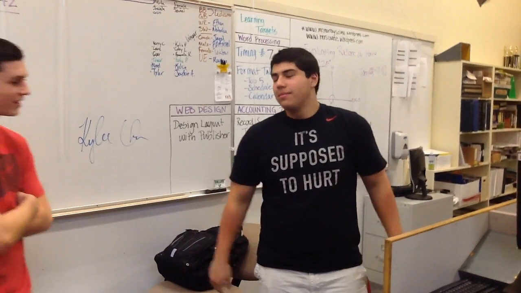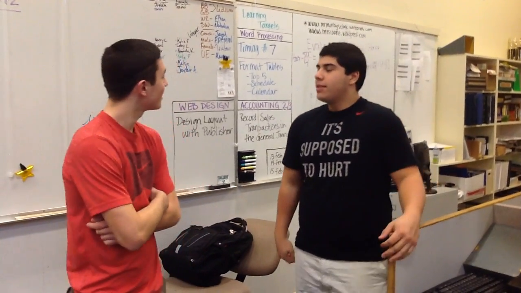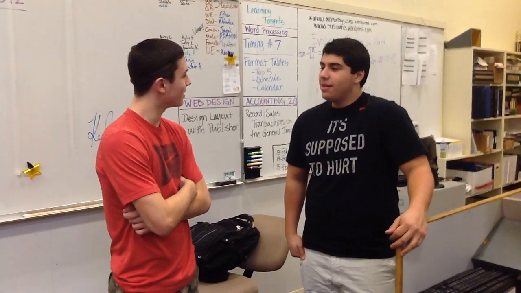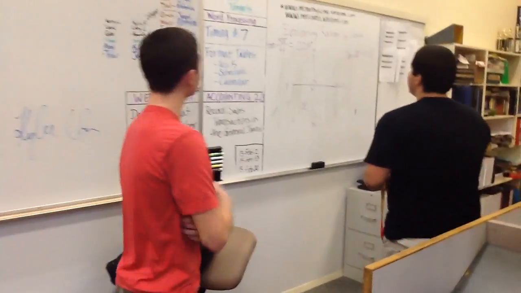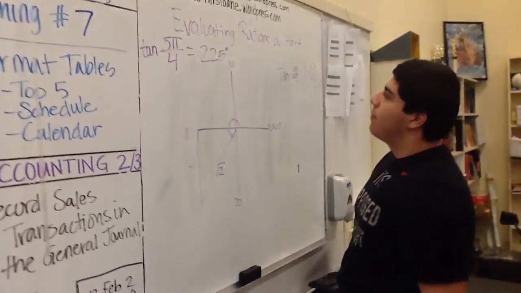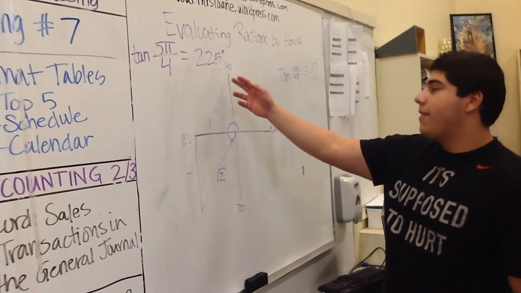Man, I feel dumb, Raphael. Why's that, Colin? Because I don't know how to evaluate radians by hand. I'll show you. So if you have the radian tangent 5 pi over 4, that's equal to 225 degrees.